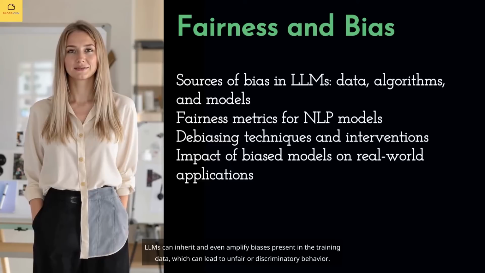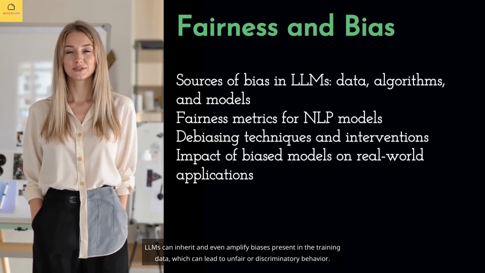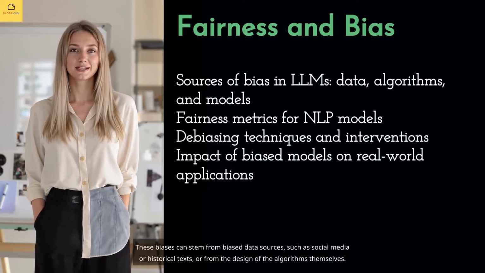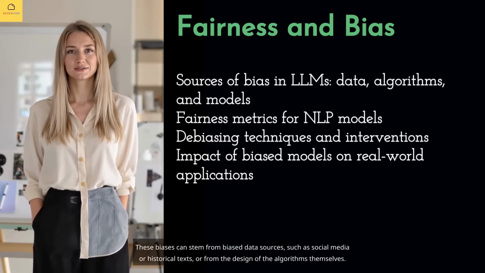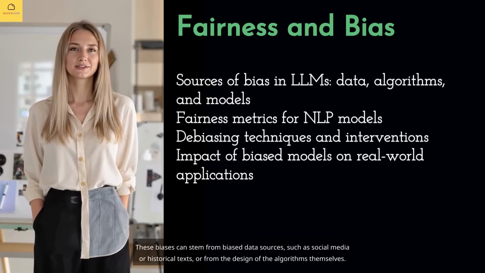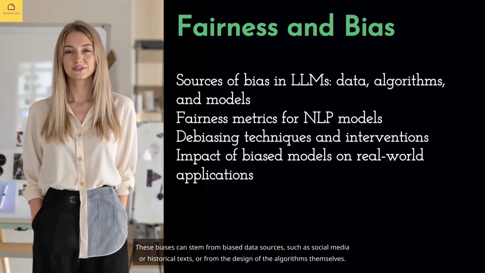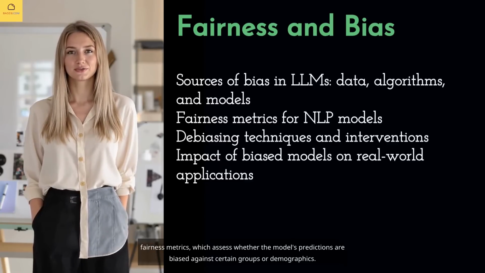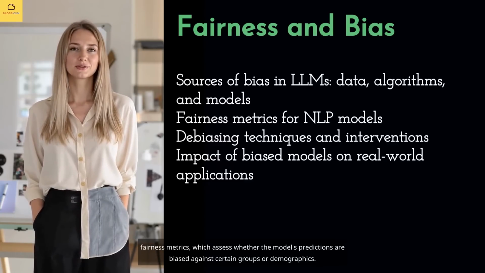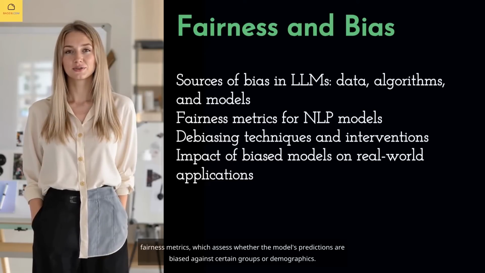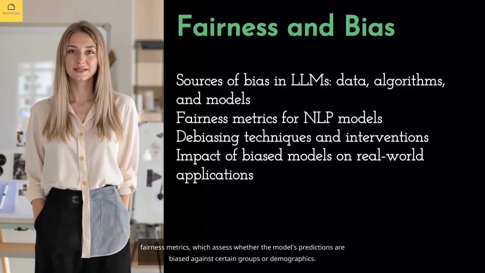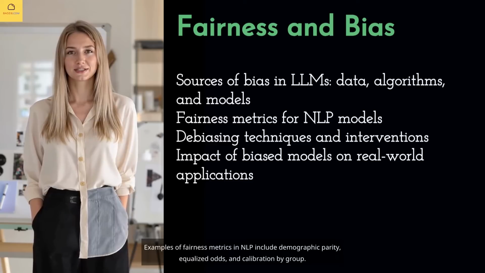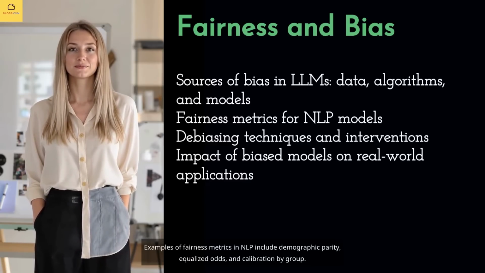LLMs can inherit and even amplify biases present in the training data, which can lead to unfair or discriminatory behavior. These biases can stem from biased data sources, such as social media or historical texts, or from the design of the algorithms themselves. Identifying and measuring fairness in LLMs involves the use of fairness metrics, which assess whether the model's predictions are biased against certain groups or demographics. Examples of fairness metrics in NLP include demographic parity, equalized odds, and calibration by group.